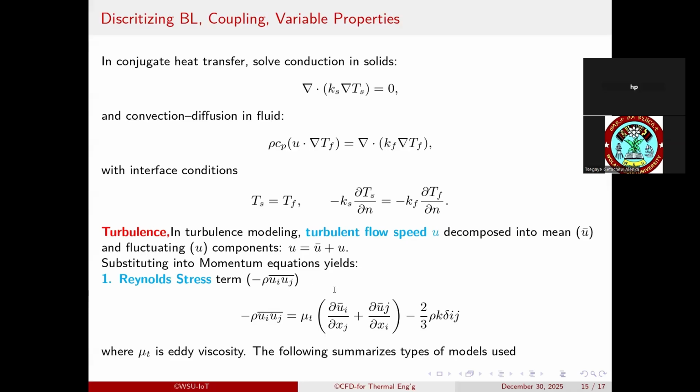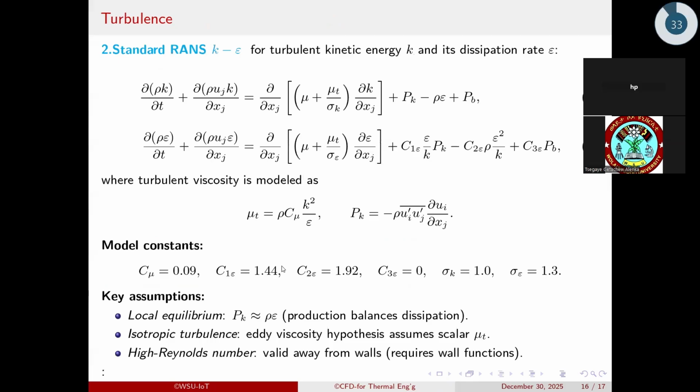The second model is the standard k-epsilon model. On the other hand, it assumes isotropic viscosity, the same in all directions, and is suitable for free turbulent flows, free shear flows, and high Reynolds number.